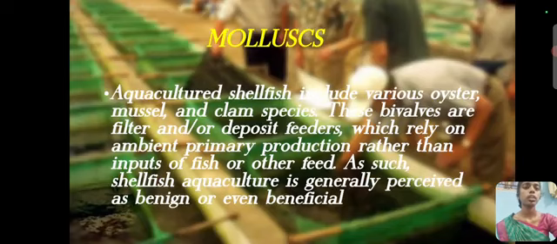The next one is mollusks. Aquaculture shellfish include various oyster, mussel and clam species. These bivalves are filter and deposit feeders which rely on ambient primary production rather than inputs of fish or other feed. As such, shellfish aquaculture is generally perceived as benign or even beneficial.